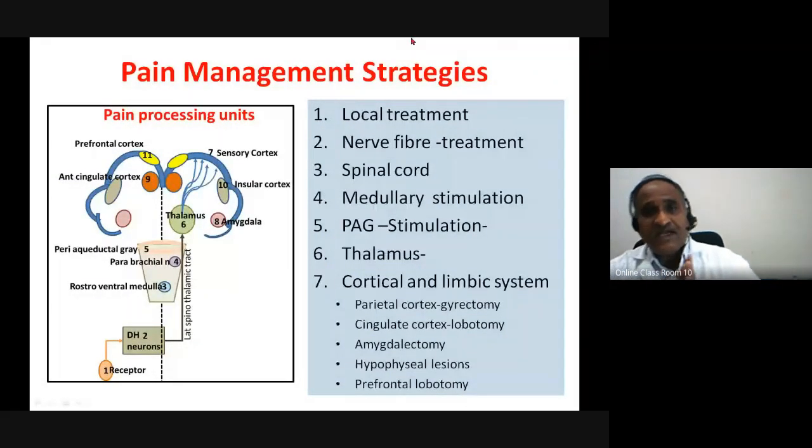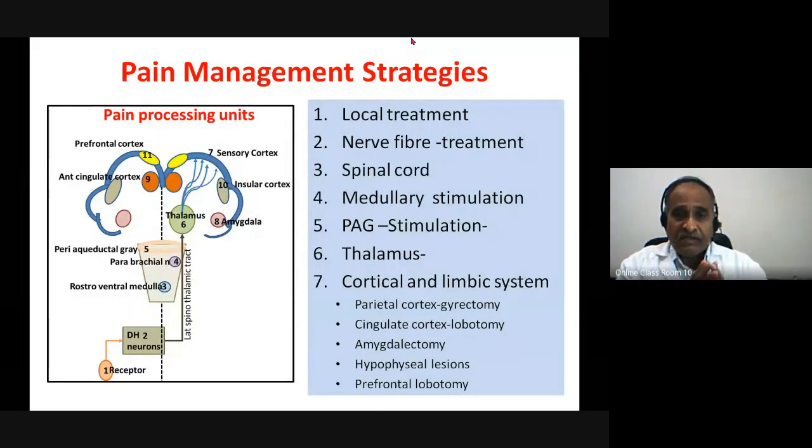Now, after seeing the pathways, because I always take the pathways as a part of the system, I revise them at least three times so that you will have an idea about the pain pathways. Now, what are the various pain management strategies?